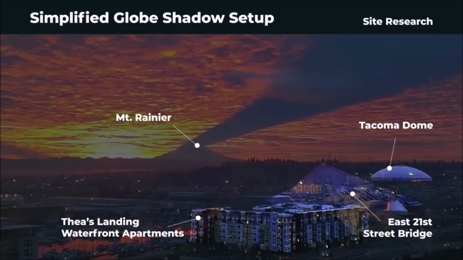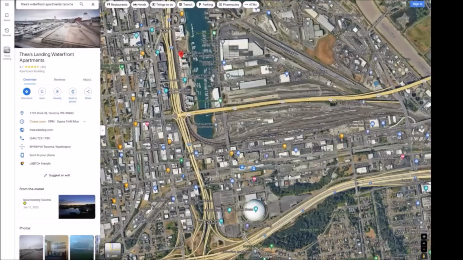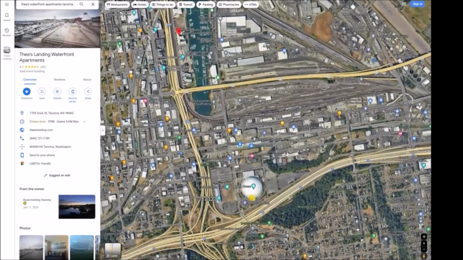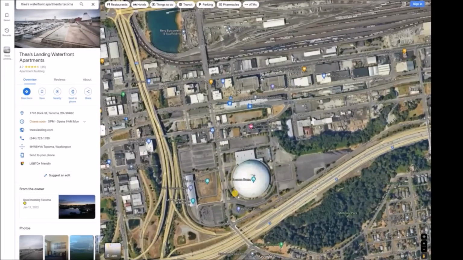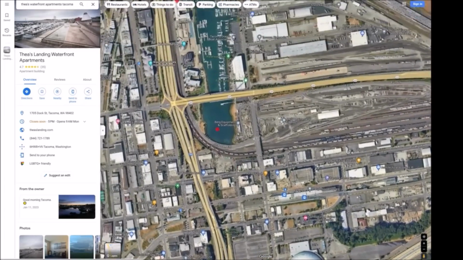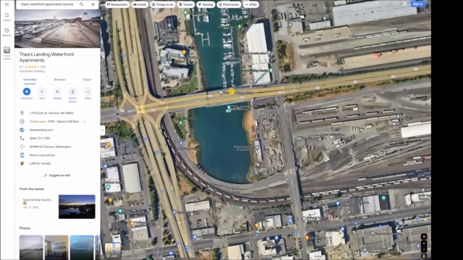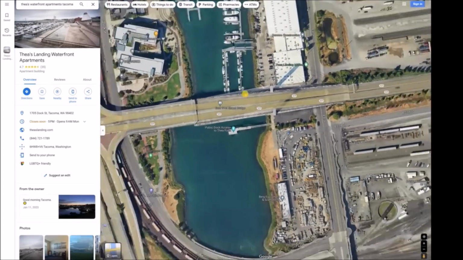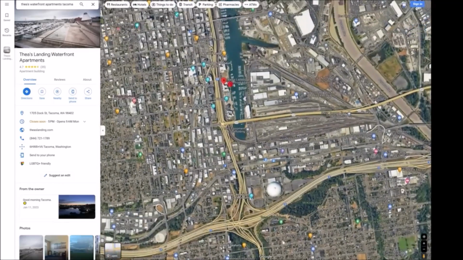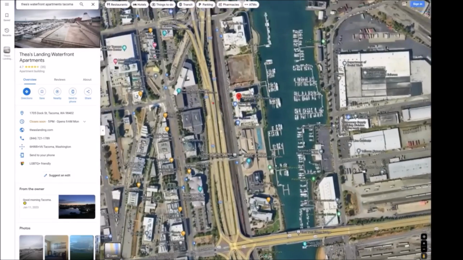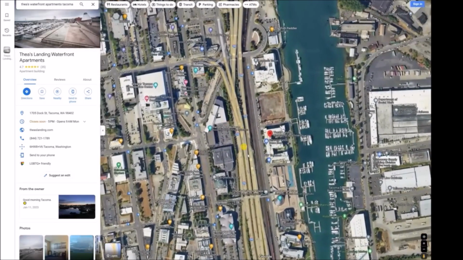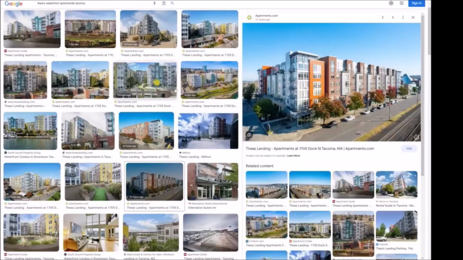So with all of these locations determined, I could look at a map now to try and approximate this photo location. So looking at Google Maps, we see here the Tacoma Dome. And if you pan a little bit north, you'll see the East 21st Street Bridge. And if you pan a little further north, you'll see this building here that's shaped like an E. It's the Theus Landing Waterfront Apartment. And if you look at the ground photo of the building, it is in fact the exact building.